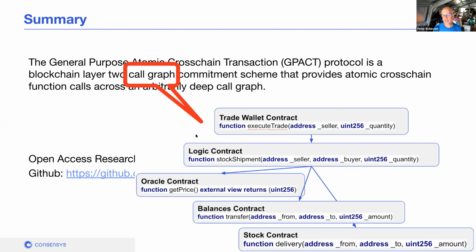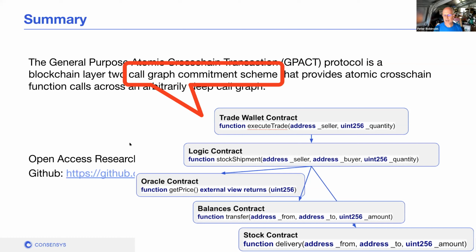A call graph is a set of functions where one function calls another function, calls another function. For instance, you could imagine you've got this execute trade function in the trade wallet contract, which calls the stock shipment function, which calls get price and transfer and delivery. And so these functions together make up a call graph.